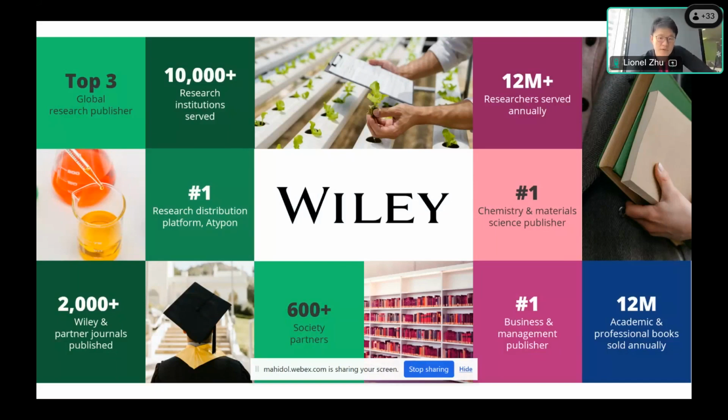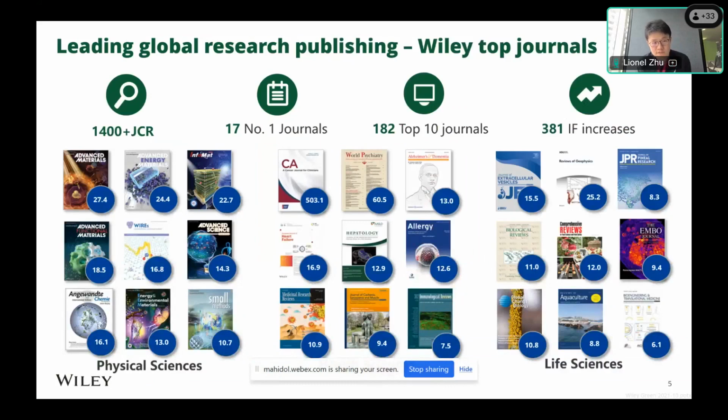We are number 1 in both material science and chemistry, as we have many well-established and famous journals such as Angewandte Chemie from Germany, Advanced Materials, Advanced Functional Materials, etc. We are also number 1 in business and management science. Overall, we have over 2,000 academic journals, among which 1,400 are indexed in JCR. These are some of the titles I picked, from physical science, health science, and life science. That's just for your information.